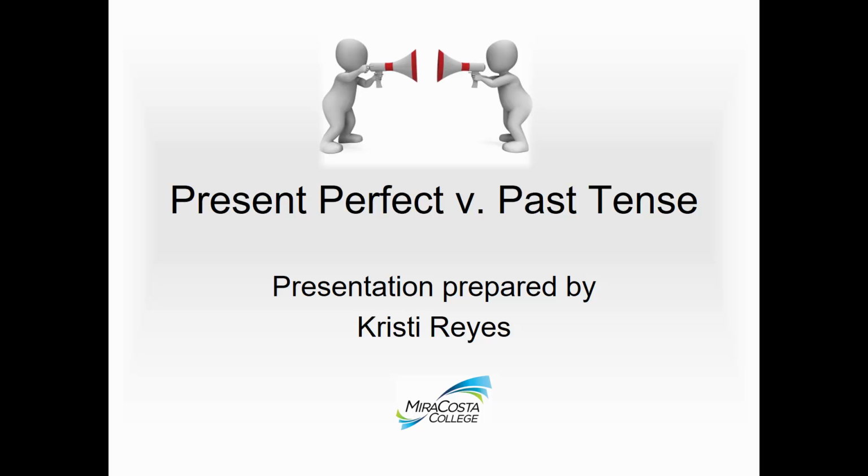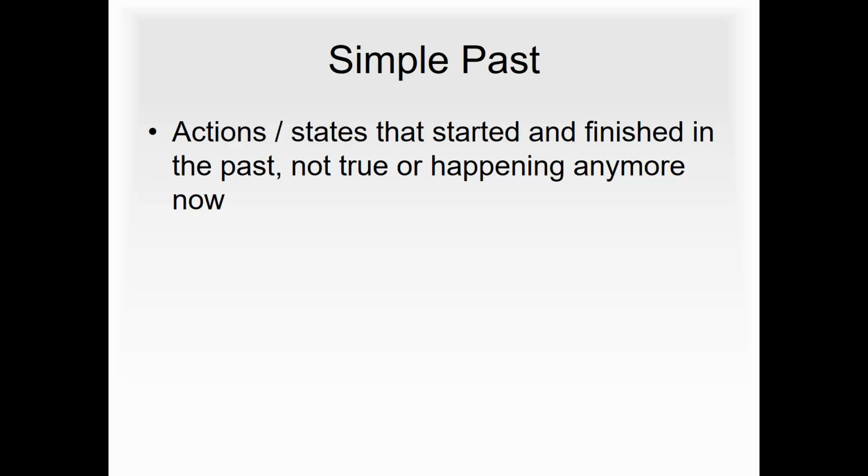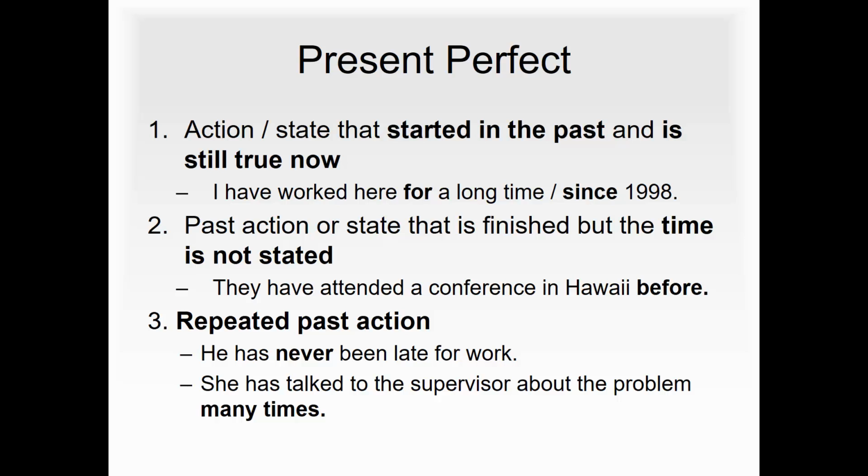Present perfect versus simple past tense. Christy Reyes, MiraCosta College. Simple past is for actions or states that started and finished in the past, that are not true or happening now. Present perfect has three uses.